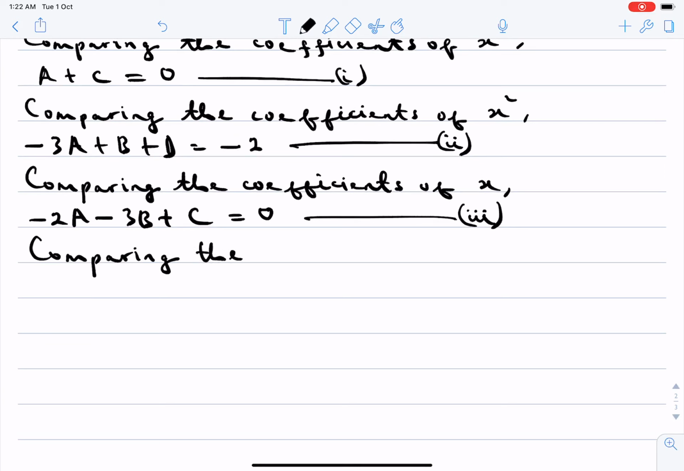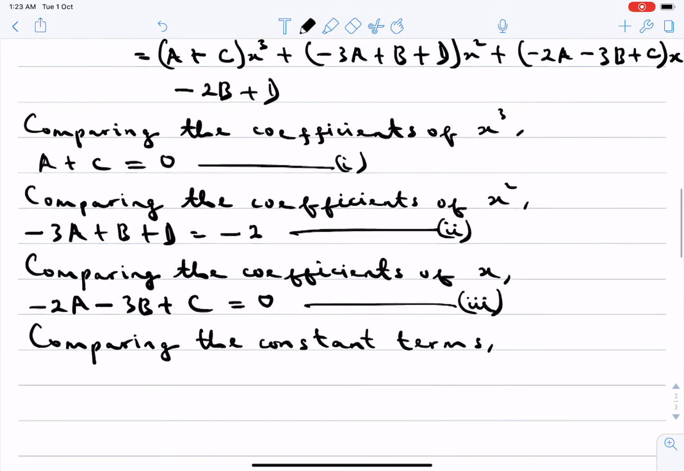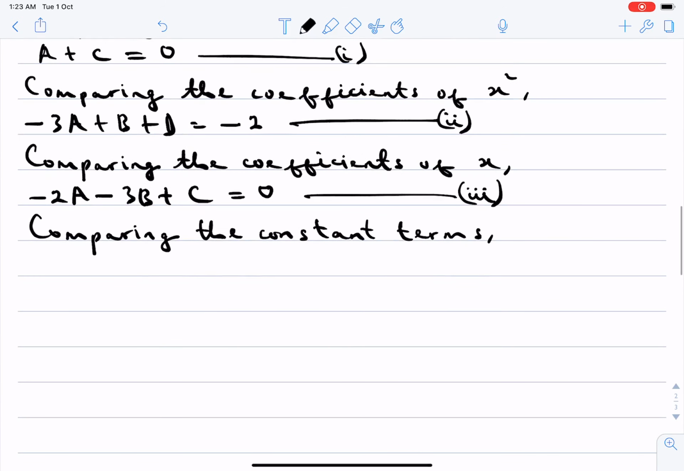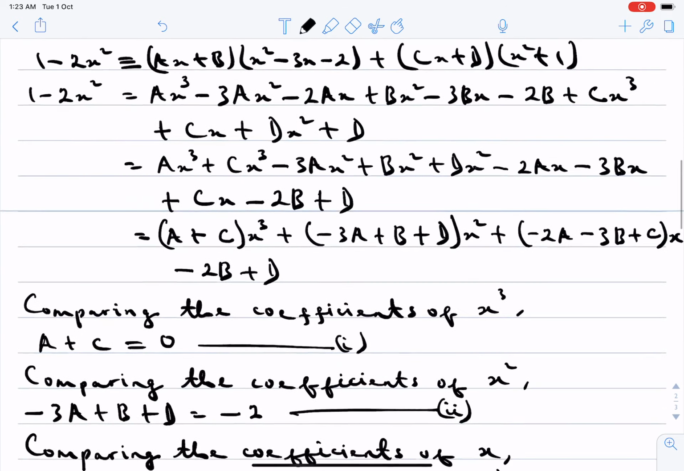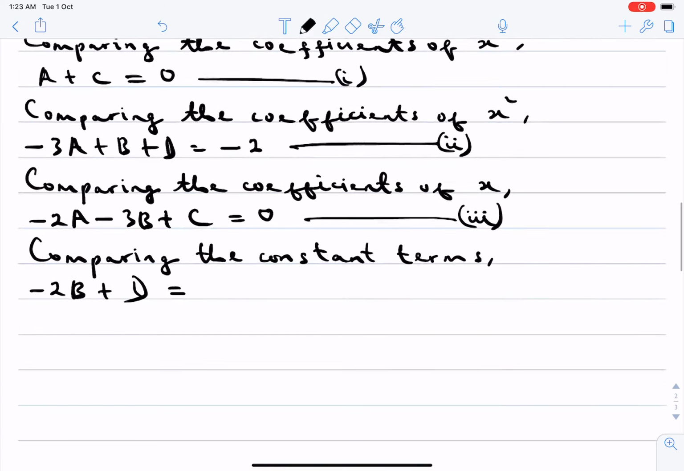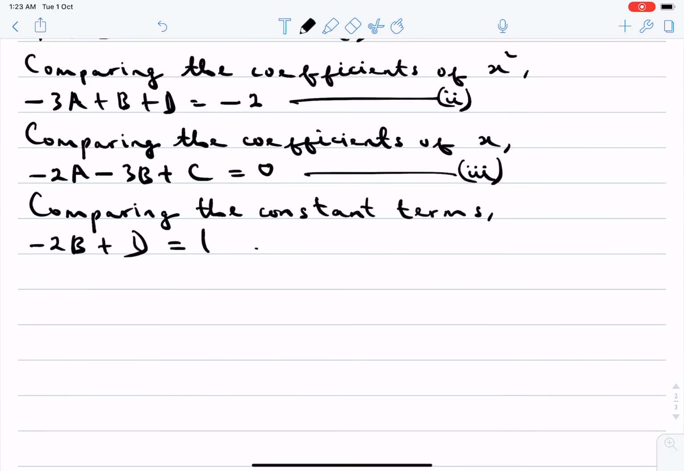Now comparing the constant terms. The constant on the right hand side is minus 2b plus d. And the constant on the left hand side is 1. That means minus 2b plus d is equivalent to 1, which is our fourth equation.